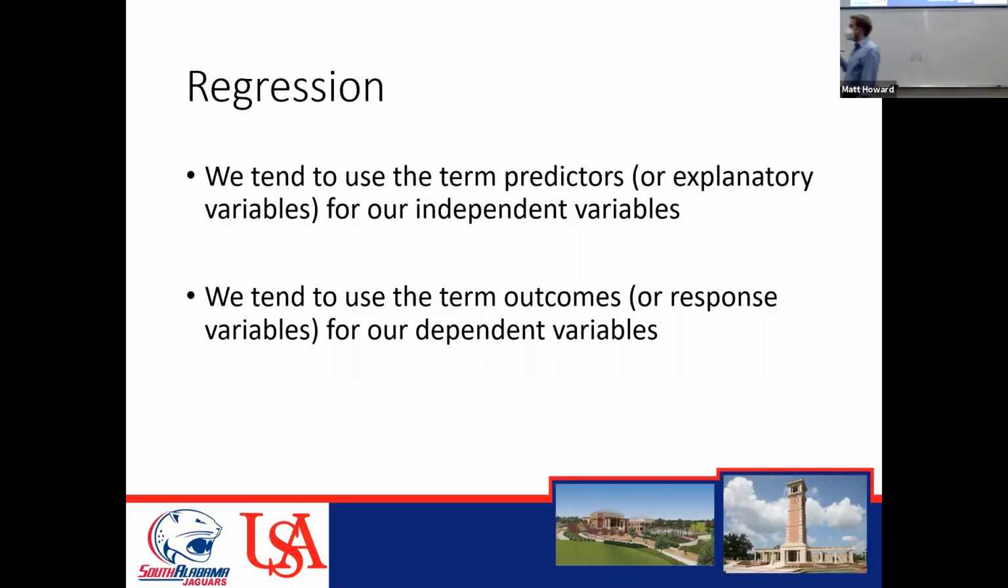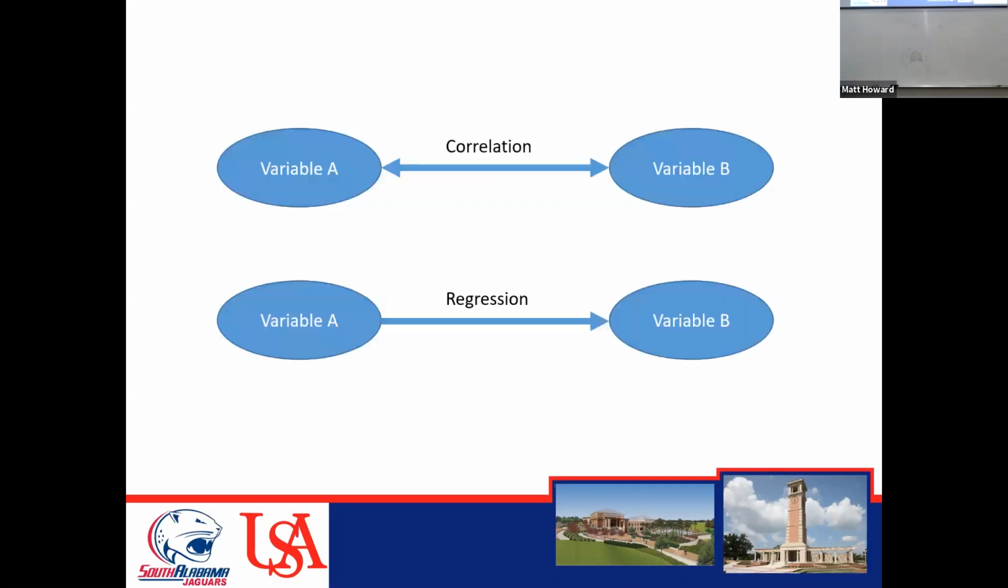I believe the textbook used the term explanatory variables and response variables. I tend to use the term predictors and outcomes. But it's important to know that things on this side of the arrow are independent variables, and things on this side of the arrow are dependent variables. So we like to assume that things over here predict or influence things over here. Okay. And there's another visual demonstration. If you need to look at another visual illustration, it's there in the PowerPoint for you to review.